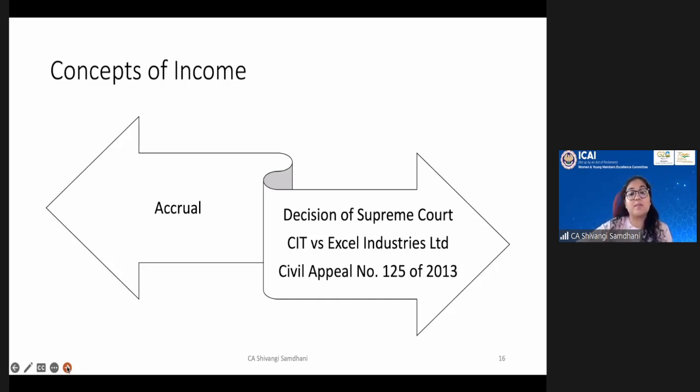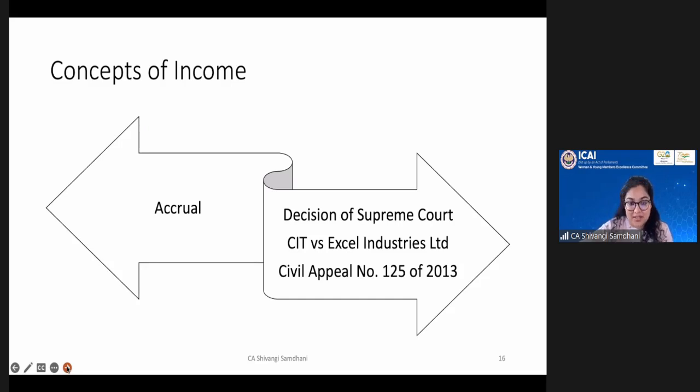And the third test is possibility of realization. So in year one, since no imports are made, there can be no possibility of realization of export incentive. Possibility arises only in the second year. So I'm repeating the 3 tests. Number 1, the income should be real income, not hypothetical income. Number 2, with the right to receive, there has to be a corresponding obligation to pay. And number 3, probability of realization should exist. Then only would income be said to accrue.